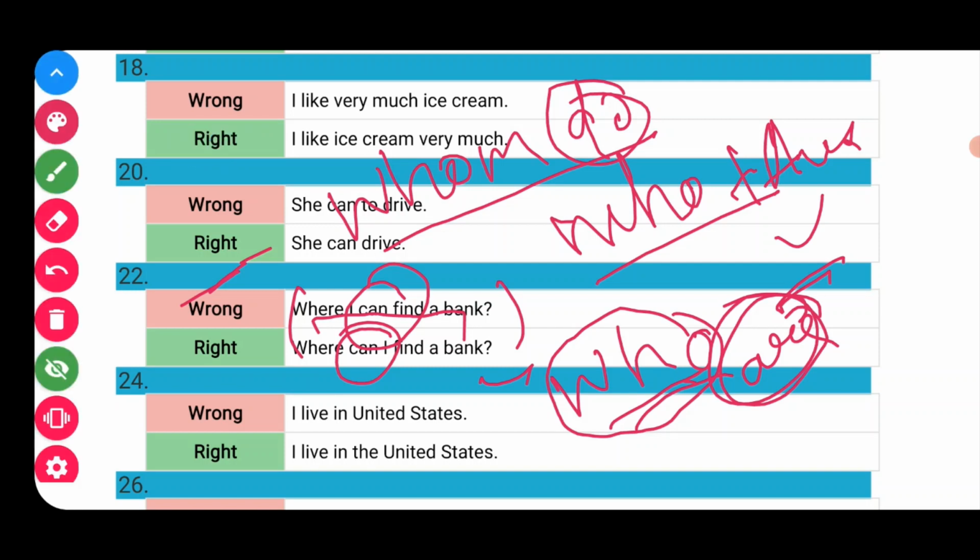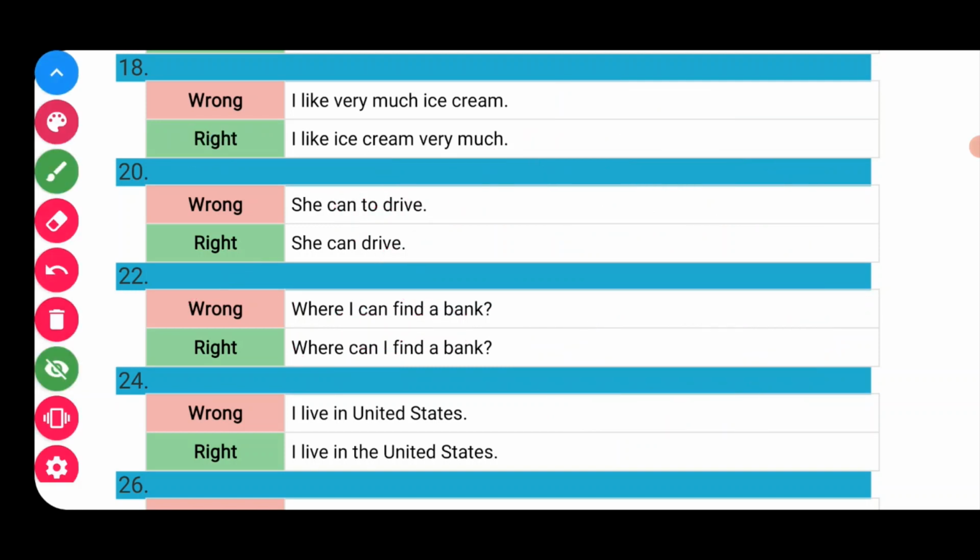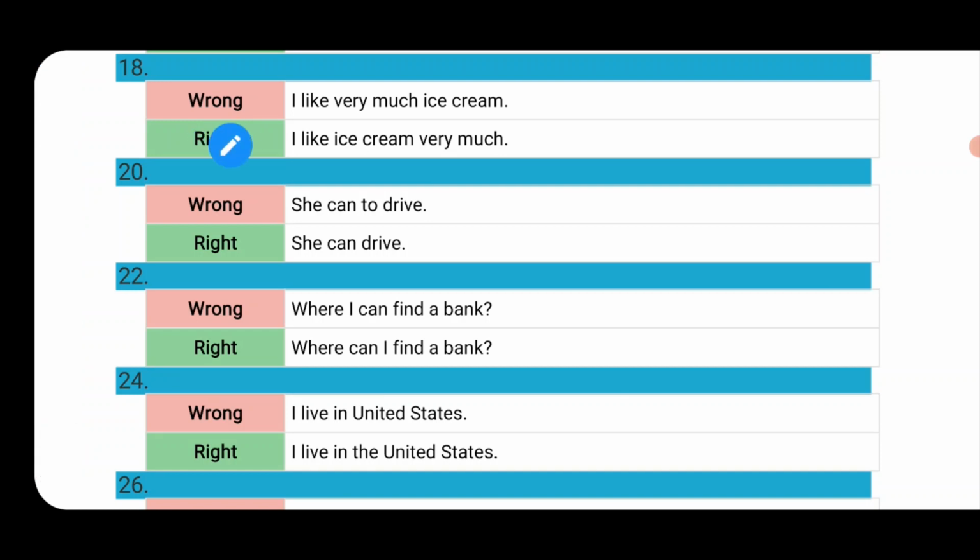Now next sentence that we have: I live in United States. I do not need to tell you that there are some nouns in English grammar before which the has to be used. Before US, what comes? The United States. So here we added one word, the. Okay, so this is very easy.